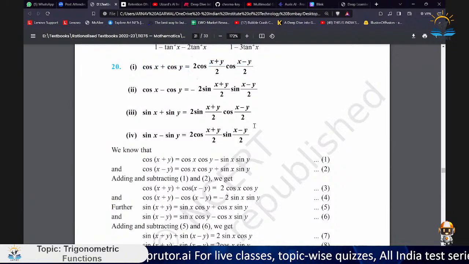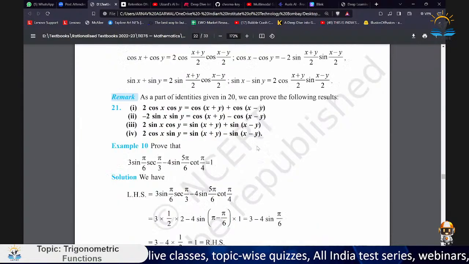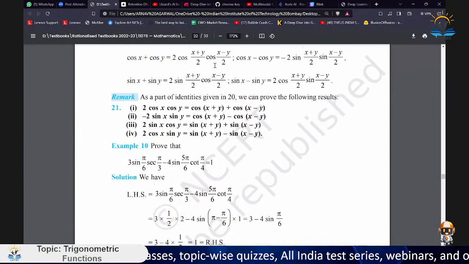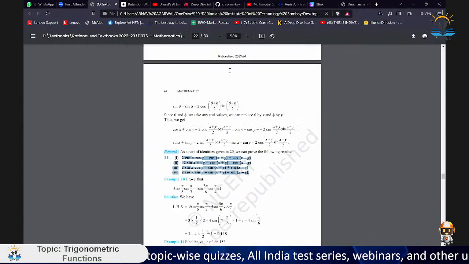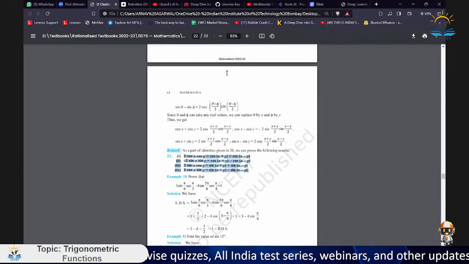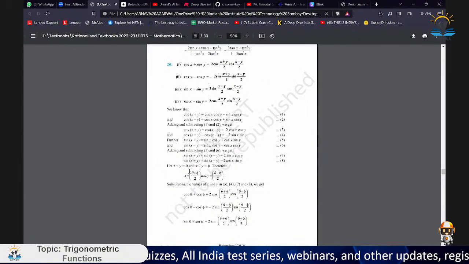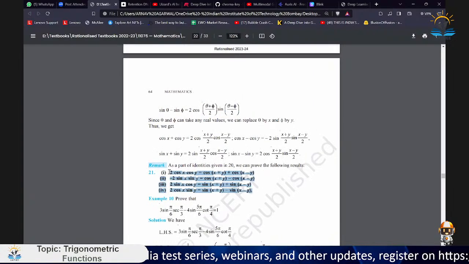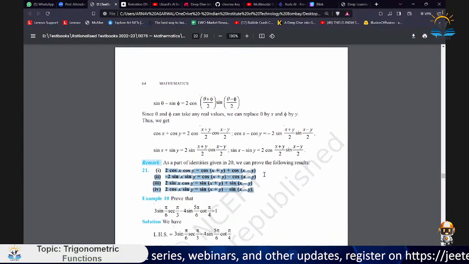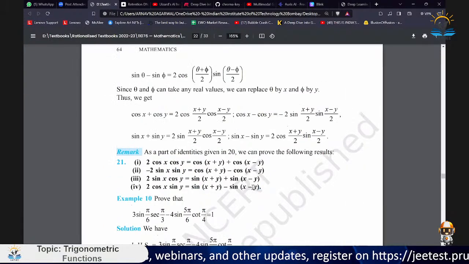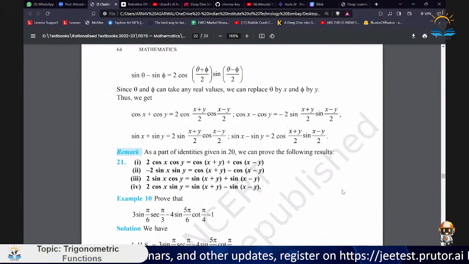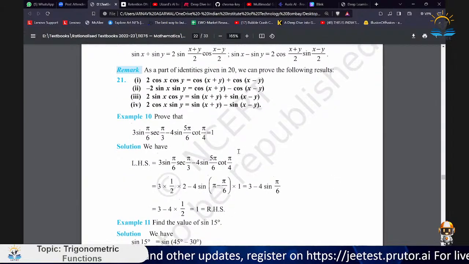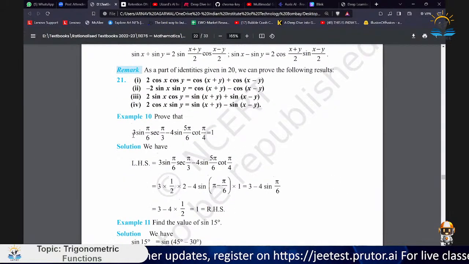And these four are known as defactorization formulas. What are these? These are basically just the opposite of these, writing it in the opposite way. 2 cos x cos y is equal to cos(x plus y) plus cos(x minus y). Minus 2 sin x sin y is cos(x plus y) minus cos(x minus y). All these four identities are again kind of the same. Let's see this example now.